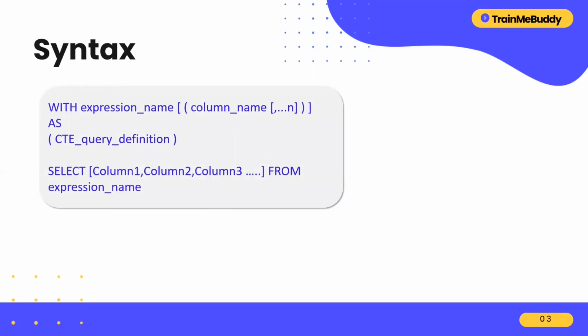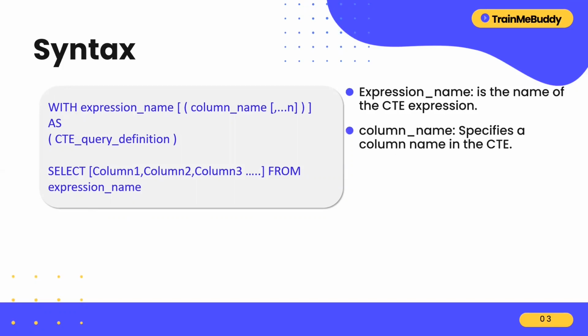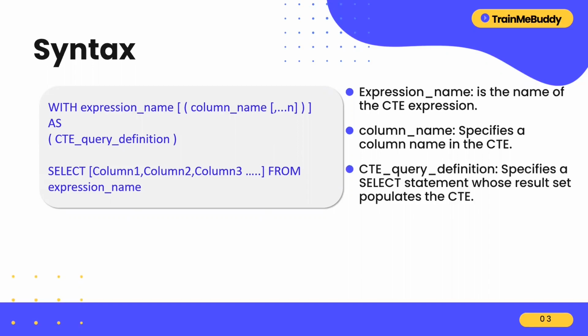Syntax for CTE is to have the with clause along with the expression name, which is the name of the CTE expression. Then we need to have the column list which specifies the column names in the CTE. Then we need to have the as clause starting with a bracket and ending with a bracket, and within that we can have the CTE query definition, which will hold the select query using which we are going to populate the CTE. Then finally, we have the select statement to get the data from the CTE. Here you can specify the column names or you can specify star to get all the columns from the CTE.